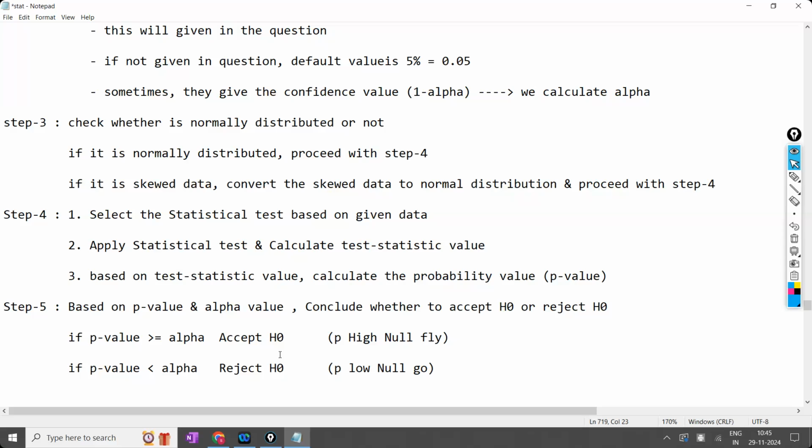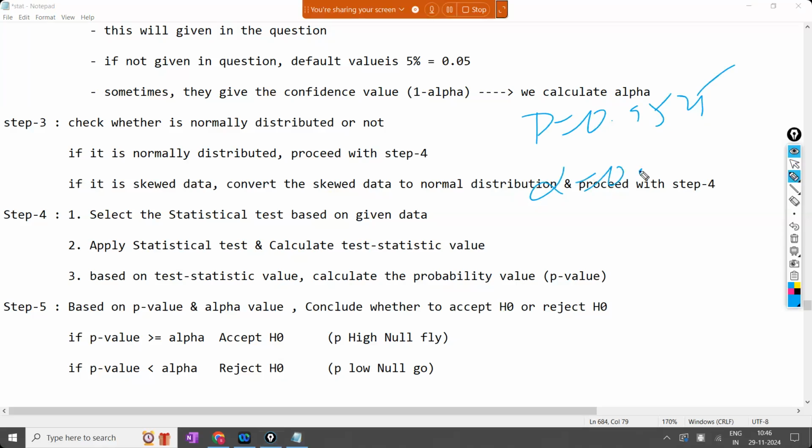Yes. Last one is the p-value. What is the p-value you have got from here? 0.9525. What is the alpha? 0.05. Is p greater than alpha or less than alpha? Greater than alpha means accept the null hypothesis. If it is less than alpha, it means reject the null hypothesis.